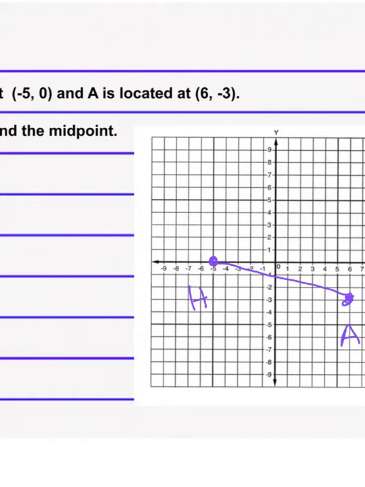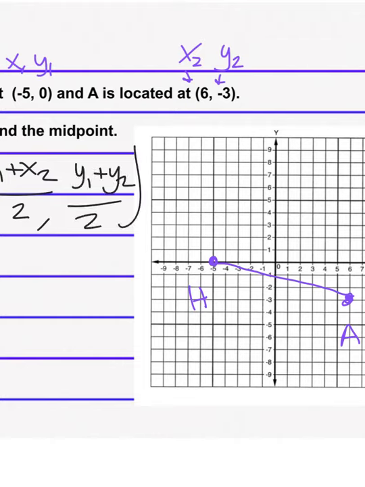Okay. All right, then you may want to label your points. -5 is x1, 0 is y1, 6 is x2, -3 is y2. All right, what is my formula again? I'm adding the x's, dividing by 2, adding the y's, dividing by 2. So just plug everything in. So x1 is negative 5, x2 is 6, y1 is 0, y2 is negative 3.